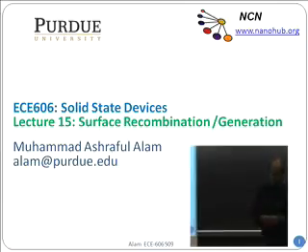So today we'll talk about surface recombination and generation. This is lecture 15 of the series. In the last class, we talked about bulk recombination: if you have a piece of silicon sitting on your table and you shine a flashlight on it, excess electrons and holes are generated, and if you turn it off, they recombine. And they have various channels of doing so.